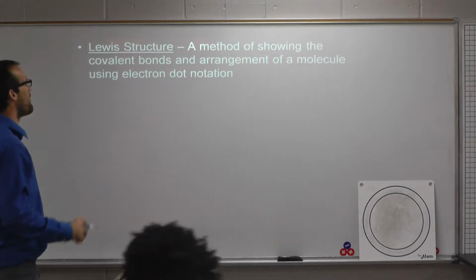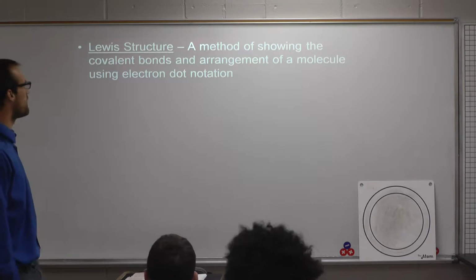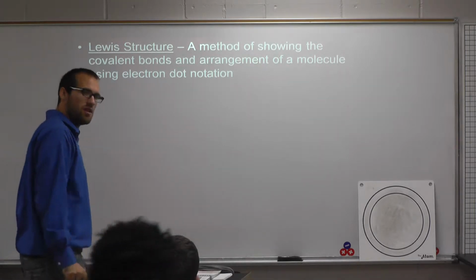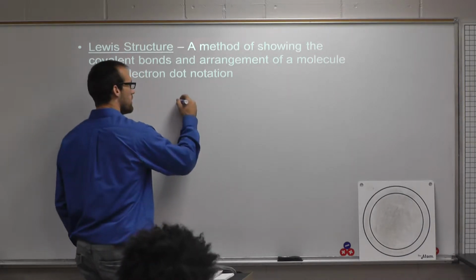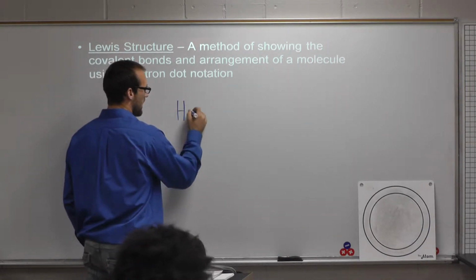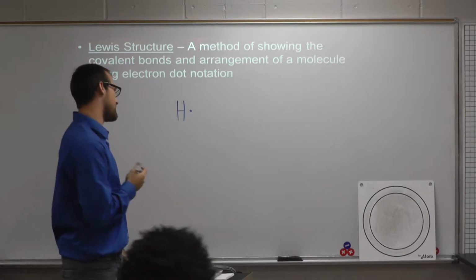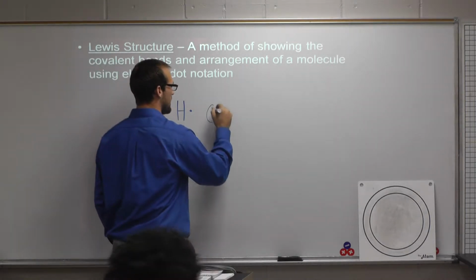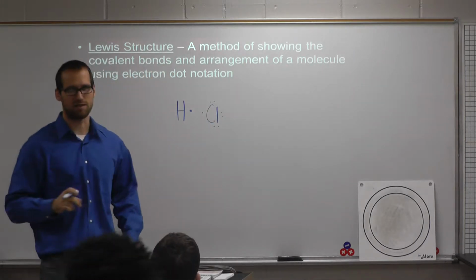All right. Lewis structures are a method of showing the covalent bonds and arrangement of a molecule using electron dot notation. So we're going to start off with something very simple. Hydrogen has one valence electron. We're going to show it bonded with, let's say, chlorine. Now, are these two nonmetals?